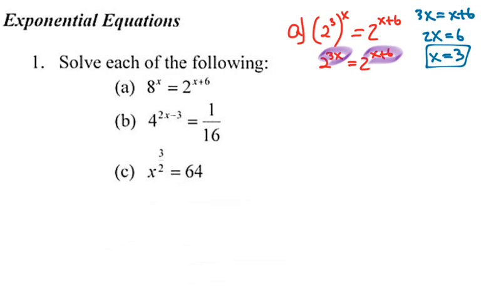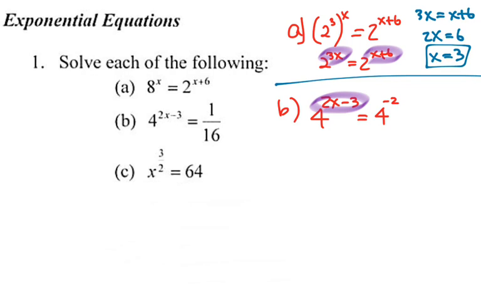Alright, then let's look at the second set of questions. Between 4, which is the base, and 1 over 16, what do you think the common base would have been? Okay, so I'm going to rewrite down the left side as it is. And did you realize that 1 over 16 can be rewritten as 4 to the negative 2 power? Then here you can see that 2x minus 3, which is the exponent, has to be equal to negative 2.